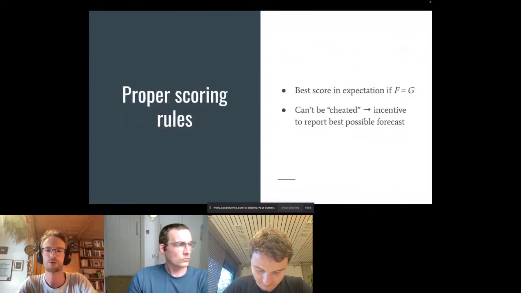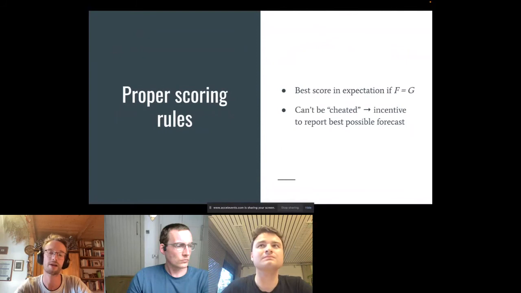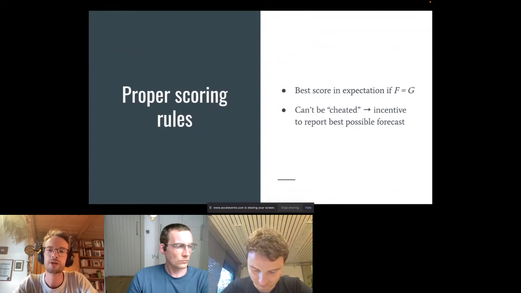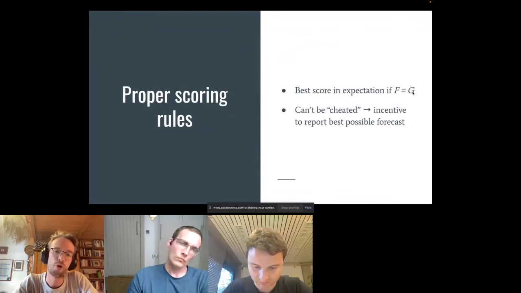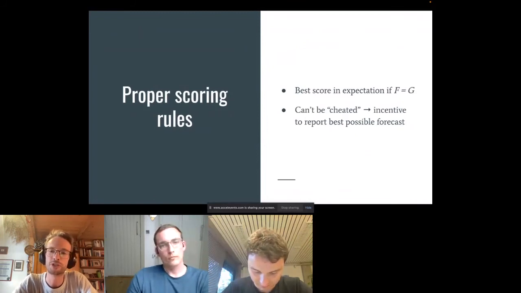Yeah, so as Sam already mentioned, a proper scoring rule is a rule that penalizes any deviations from the forecast to the observations. And in expectation, you get the best score if your predictive distribution F is equal to the data generating distribution G. And the whole point about it is that it can't really be cheated. And so you have an incentive to report your best possible forecast.